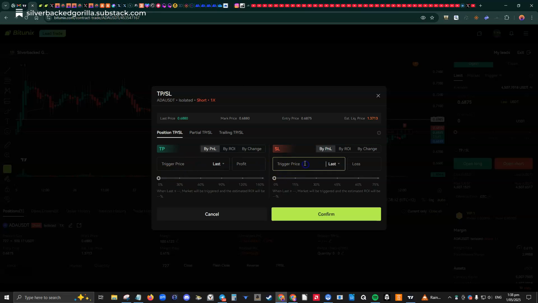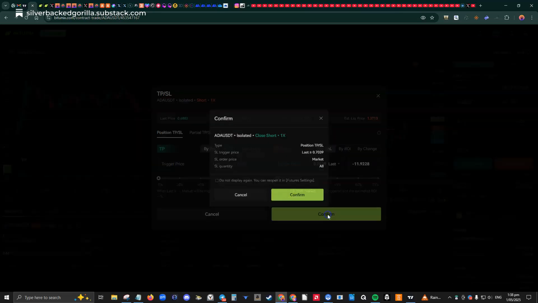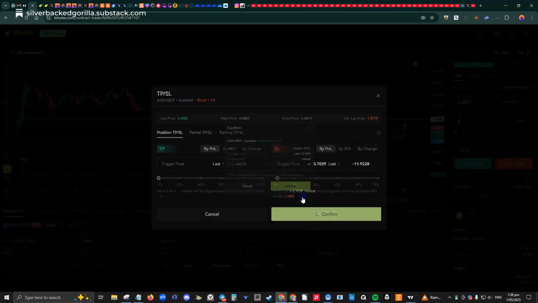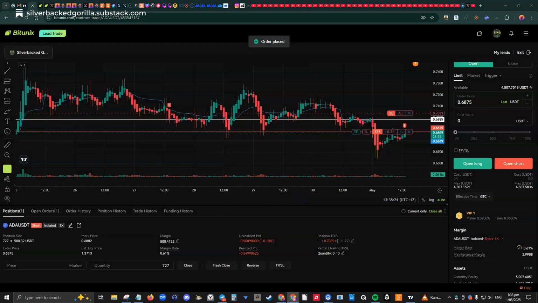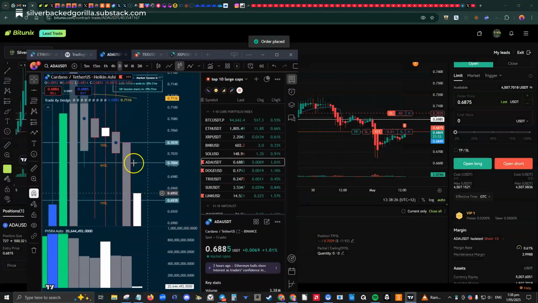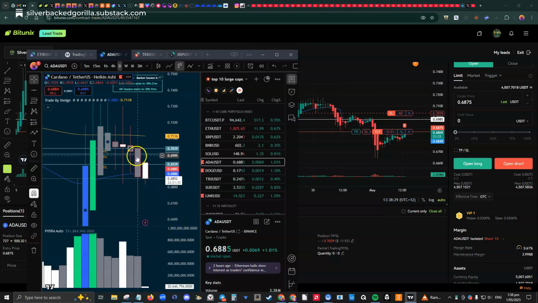So basically all I'm going to do is come in here and go take profit stop loss, trigger price 0.7039, and under the stop loss, that's the trigger where I would want to get out, and that's obviously based upon the beginning of this bullish candle.